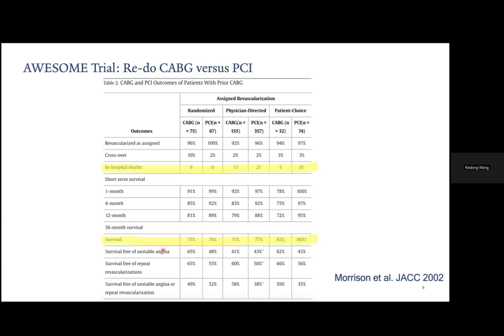So other than that, secondary endpoint-wise, besides survival, the authors looked at survival free from unstable angina and repeat revascularization. And generally they found that if you're able to survive redo CABG, then you have a higher chance of getting more benefit from it, right? And this is something we see consistently for CABG in general. So patients who survive CABG have a higher percentage of freedom from either unstable angina or repeat revascularization compared to the PCI group.